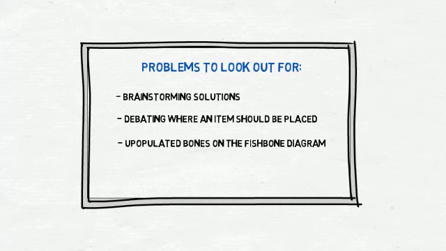3. Unpopulated bones on the diagram. The teams need to try and focus in on these areas to get a more complete look at all possible drivers to the problem. Finally, at the end of your meeting, be sure to recap the fishbones with each group to ensure that all understand the X factors that were brainstormed.